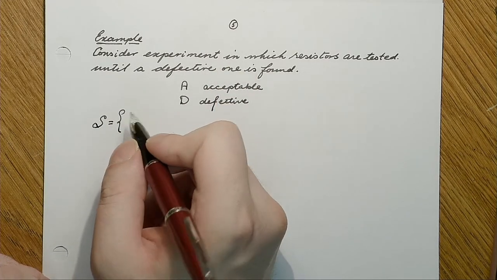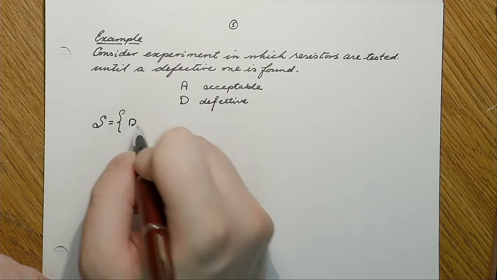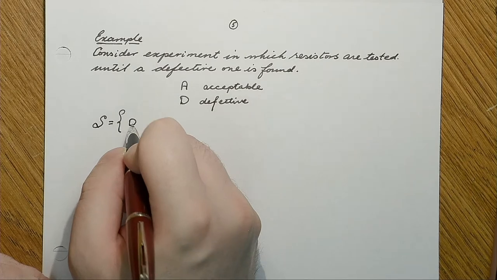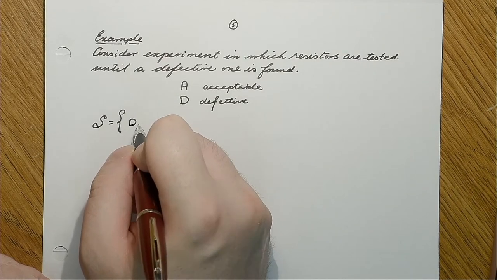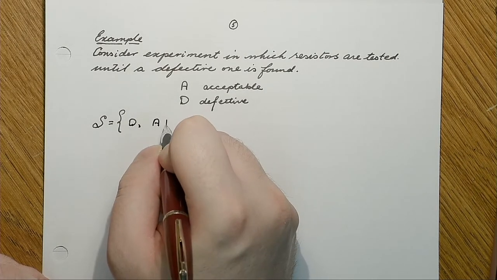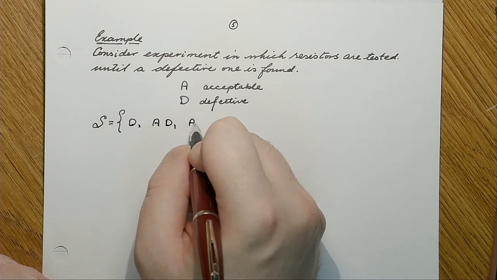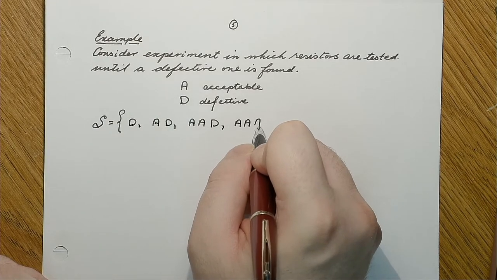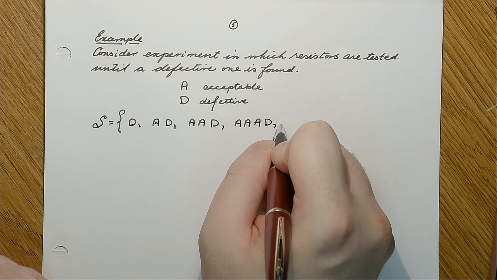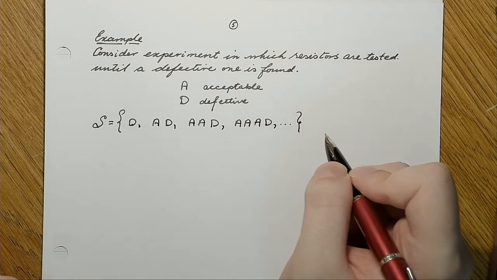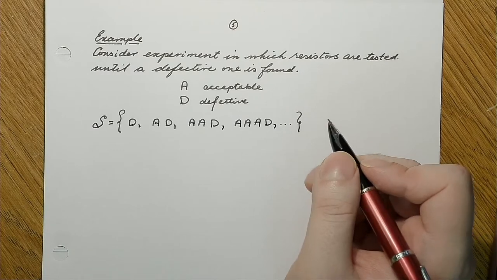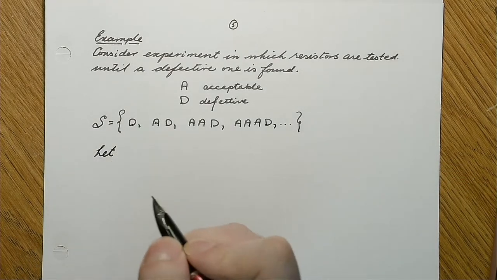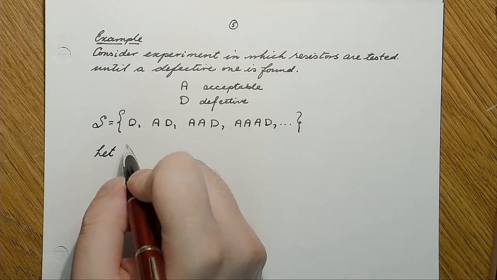So you would stop when you find one. You would stop if you found a defective one on the first one. You would have an acceptable, then a defective, and then you'll stop. Acceptable, acceptable, and then defective. Acceptable, acceptable, acceptable, then defective. And you can keep going on to infinity. We don't have enough time for that. That's why we put the three dots, so on and so forth.